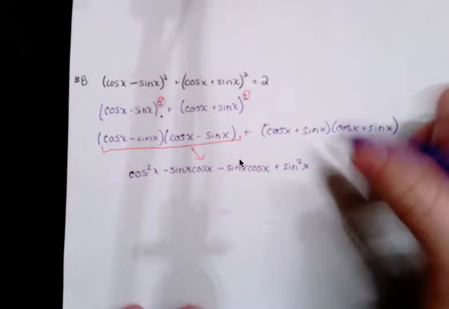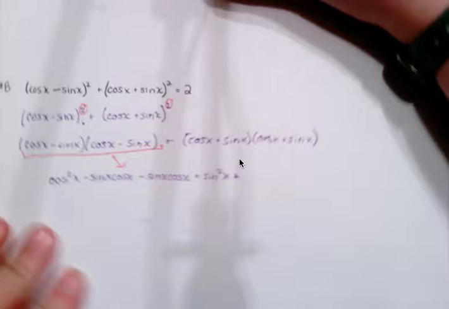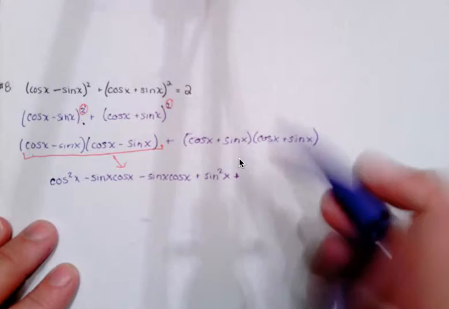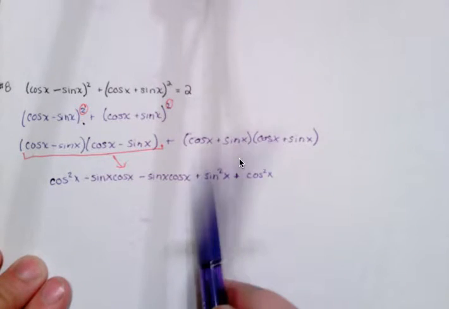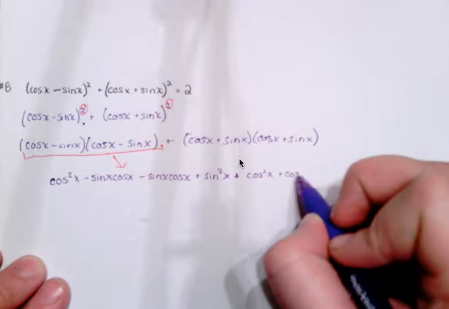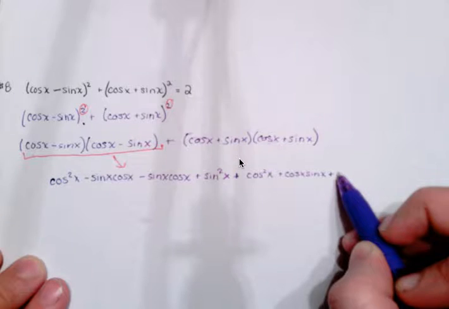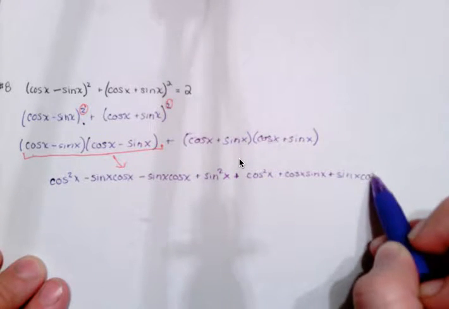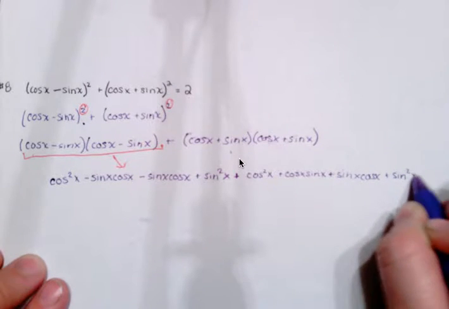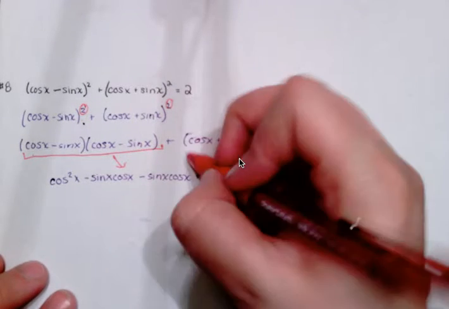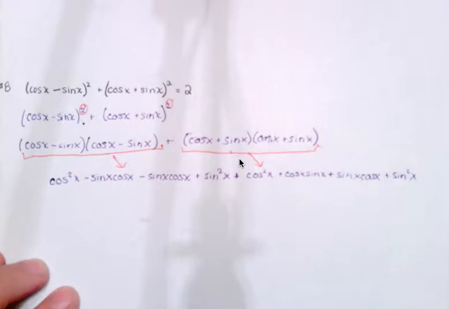So now I got to do plus the rest of it. So cosine times cosine is cosine squared. And then I get cosine times sine, which is cosine x sine of x. Sine times cosine, it's positive, so sine x cosine x. And then sine times sine is sine squared of x. Okay, again, all of that came from taking this and foiling it out to get that.